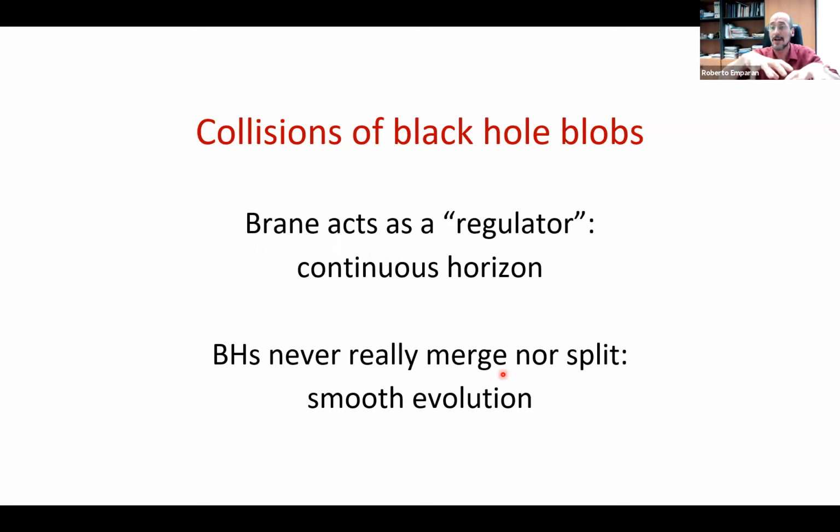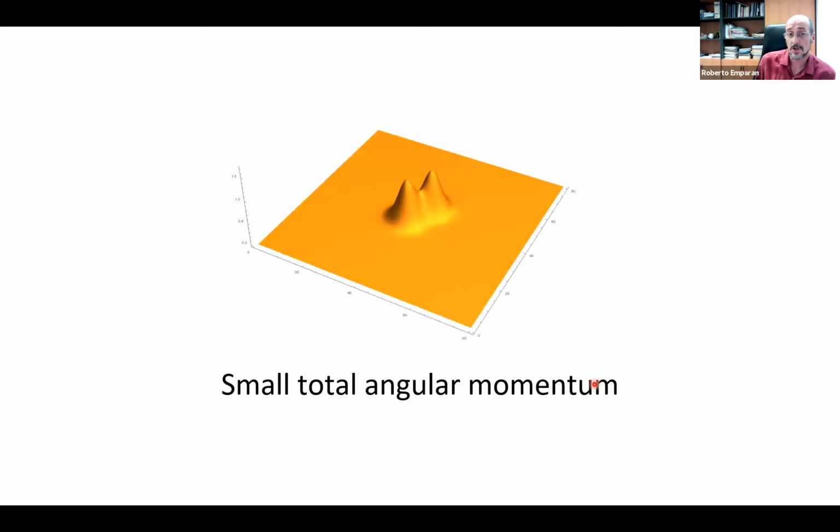So actually, since we have these blobs moving on this membrane, and the membrane is connected to the horizon, the black holes never really merge nor split. Okay, so there's a smooth evolution. That's why we don't encounter singularities when they split. But then we can take two of these blobs and collide them like this. This is again a numerical simulation that one can do on a laptop. And this takes not just a fraction of a second, it takes a few minutes. But it's something that you can do.